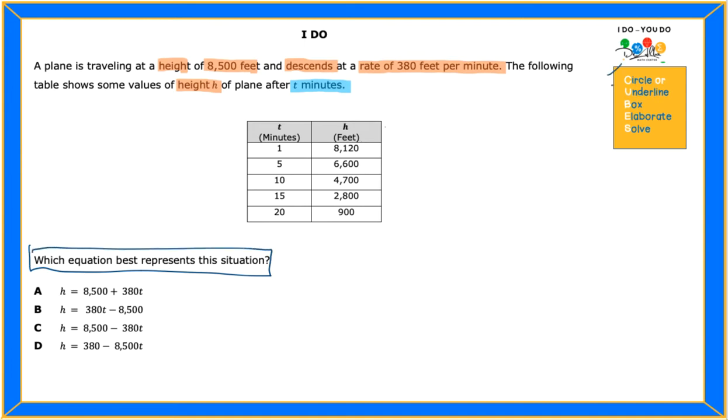With it, we circle and underline the important information, we box the question, and our next step is elaborate. Remember, on the last questions that we solved together, our first step was identifying the pattern on the x-axis and on the y-axis, the left and right side of the table. So for x, we have a t on the left side of the table. We always have the same order, guys. The x comes first, so the x in this case will be the t. And on the right side, we have the values for y, and in this case it will be the letter h.